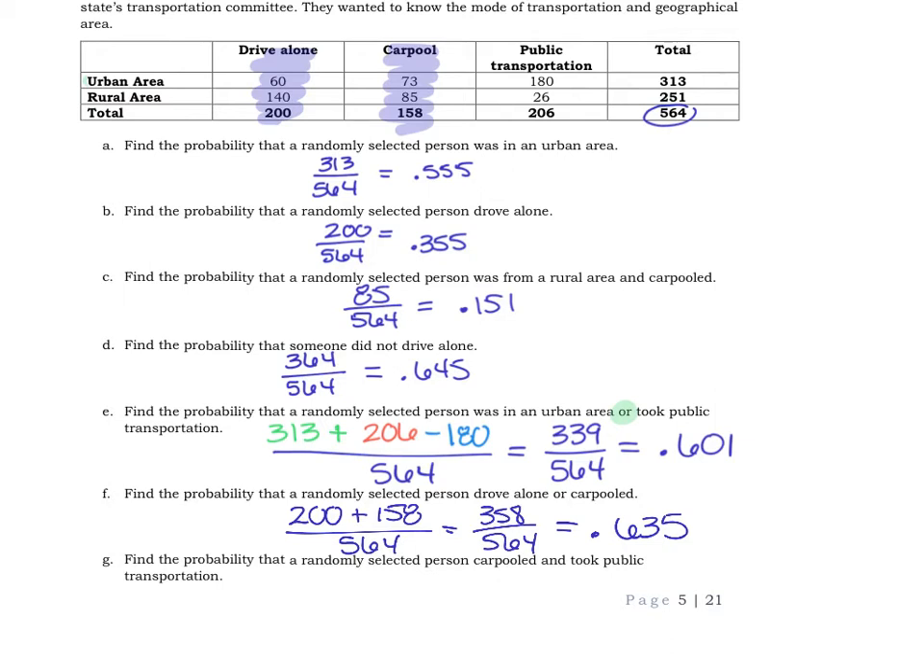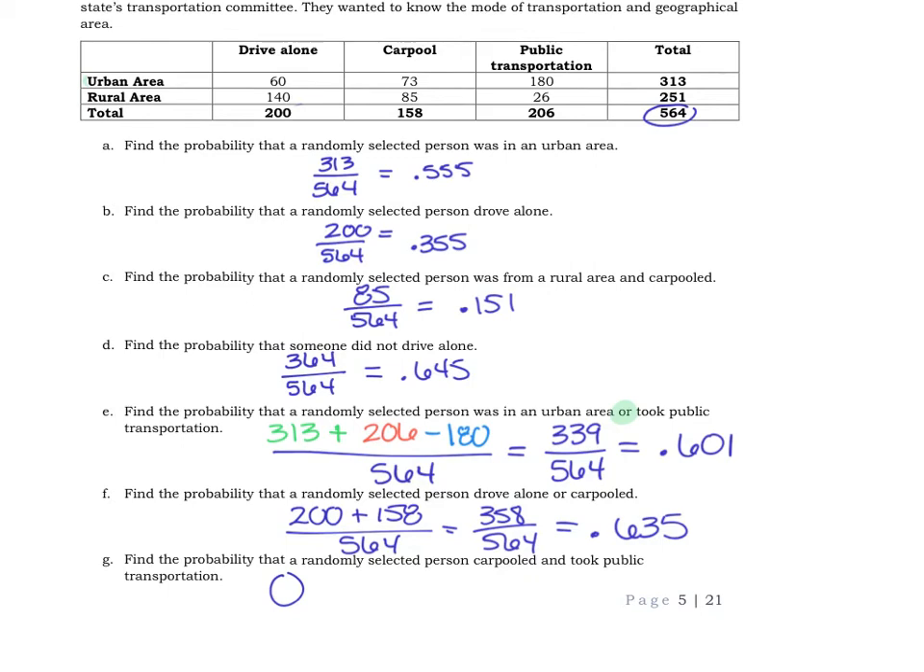For a total of 0.635. Okay, and then erasing again, last but not least, find the probability a randomly selected person carpooled and took public transportation. So at the same time, they had to do both. There is no one who took public transportation and did carpooling. All of those people would fall into one category. So this is one of those impossible events. The probability would be 0.